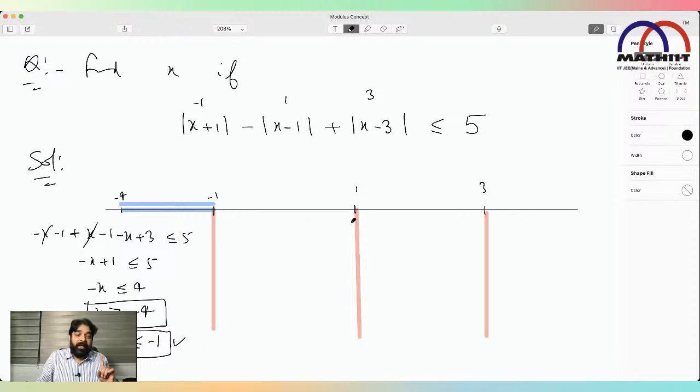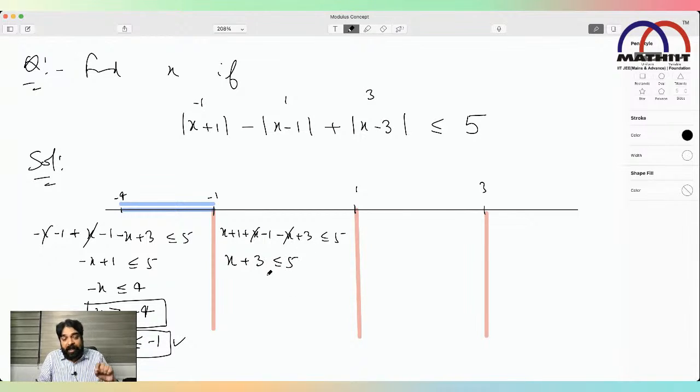In this area, be clear, whatever answer is coming should be between -1 and 1. If the answer is crossing 1, I will cut it. Crossing -1, I will cut it. That's the only way. I will keep the answer inside this. That's the only precaution I have to take. After -1, this quantity will be positive, so x plus 1. But this quantity is still negative, so minus of x minus 1, and minus here already there, plus x minus 1. And this quantity is still negative, minus x plus 3 less than or equal to 5. x will get cancelled, and 1 also gets cancelled: x plus 3 less than or equal to 5.